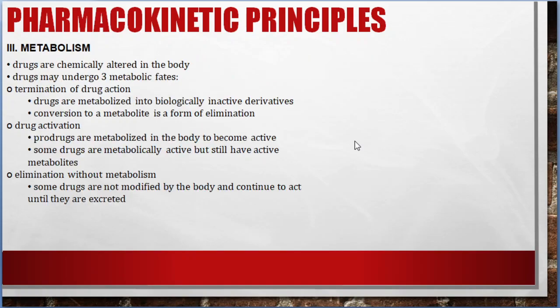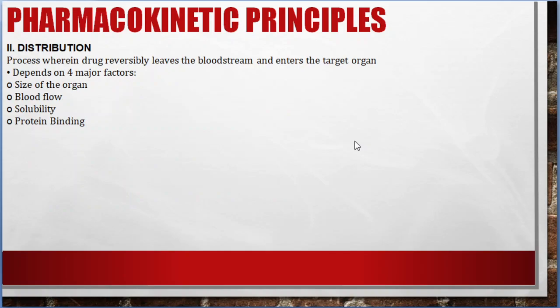Okay, we're done with the first pharmacokinetic principle, which is your absorption. Now, let's proceed with your distribution. Your distribution is actually the process wherein the drug reversibly leaves the bloodstream and enters now to your target organ. So, after siyang ma-absorb ng ating katawan sa ating circulation, it will now leave the bloodstream and go to its target organ. It is dependent on four major factors.